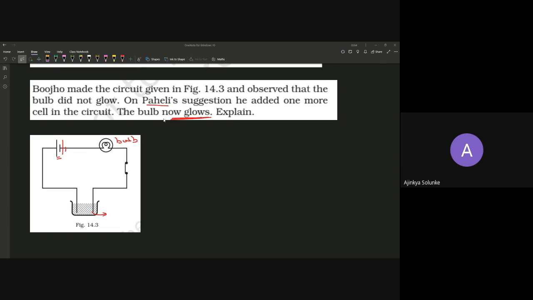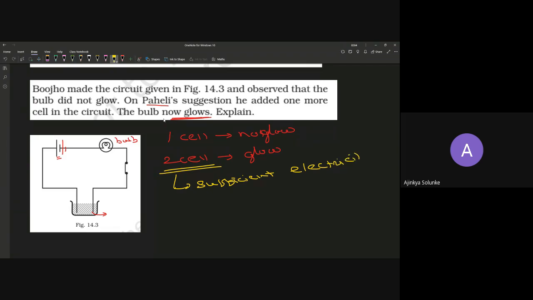Are you understanding the question? The question is that with one cell it was not glowing, but with two cells it's now glowing. They're asking why. Can we say sufficient electricity was provided by two cells? If you really want to answer this, sufficient amount of electricity was given, and hence the bulb is glowing now. Sufficient electricity was provided.